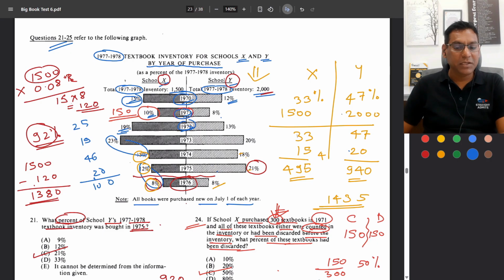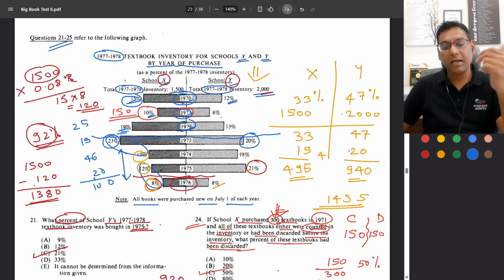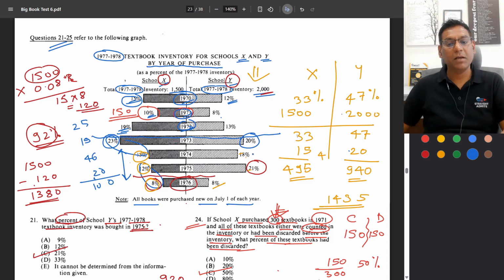Okay, so I'm just trying to see if there's a trick here. Let's split this before, let's say, this point. Okay, see here, if I split the graph here, before 1973 and after 1973, I see that for school X, most of the books are coming before 1973, whereas here, most of the books are coming after 1973.